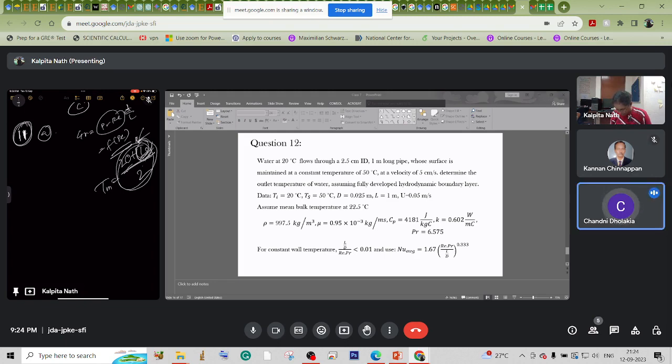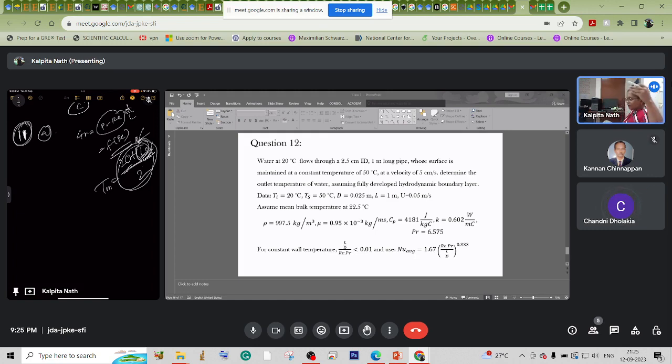Ma'am, since the mean bulk temperature is given, we don't have to put that same value. We have to put 20 plus T naught. We don't know the outlet temperature, right? Actually, in some questions we get charts for viscosity or density or everything, and they give some mean bulk temperature that we have to find out, but I've already provided this in the question, so you don't need to consider this mean bulk temperature.